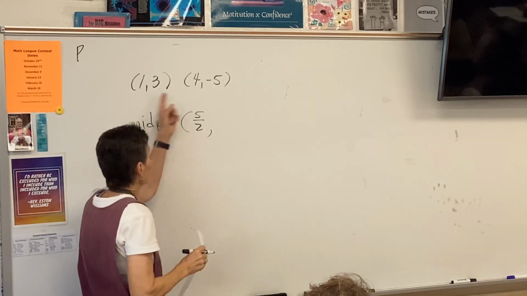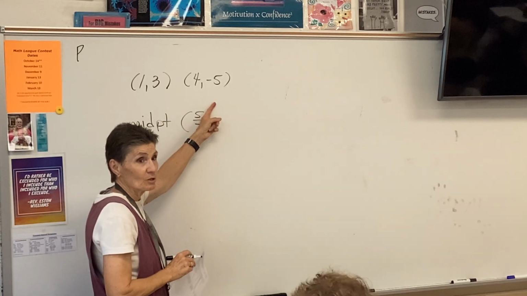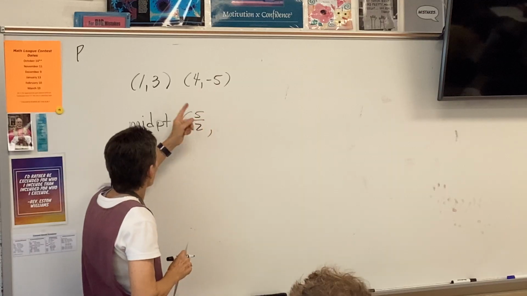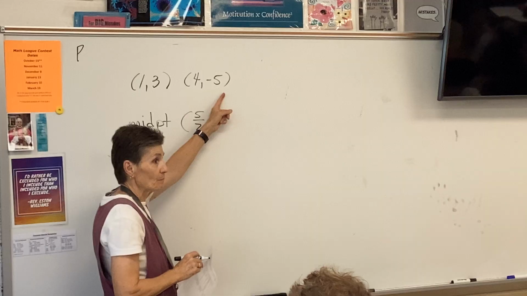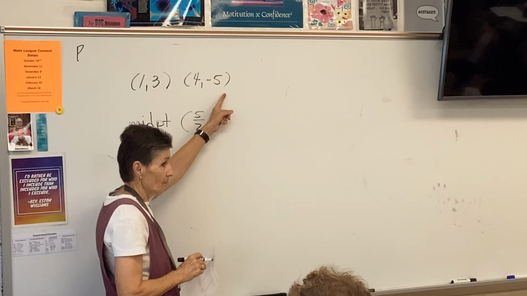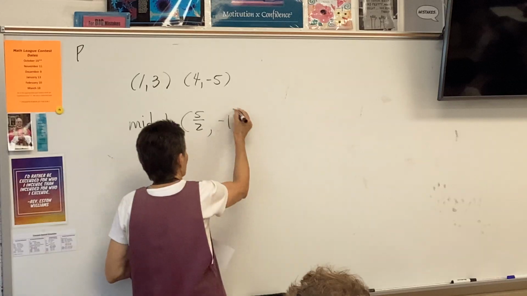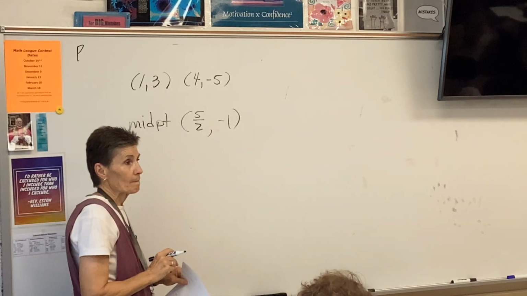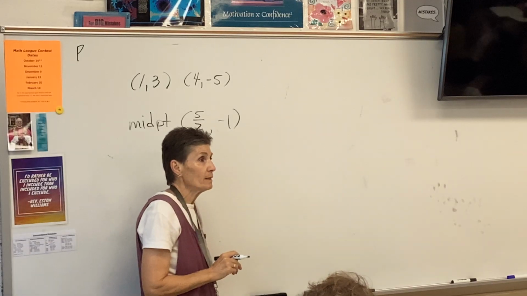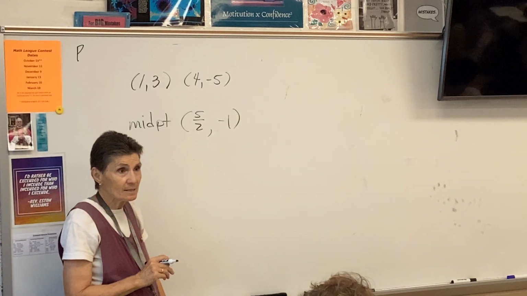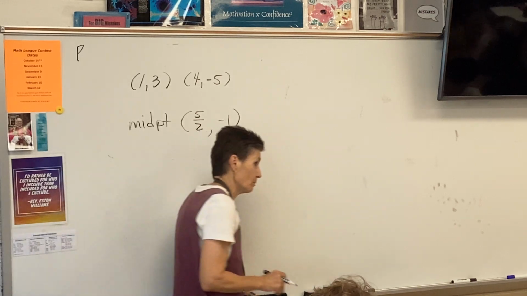5/2, so 1 plus 4, divided by 2, 5/2. And then 3 plus -5, which is -2, divided by 2, -1. There's your midpoint. Alright, so one more time. How do we find midpoint? We add the x's, divide by 2, add the y's, divide by 2.